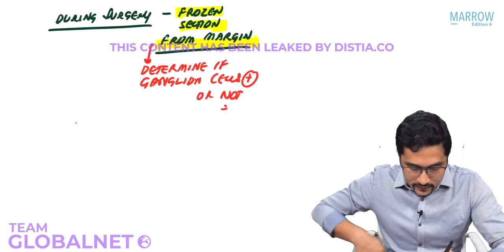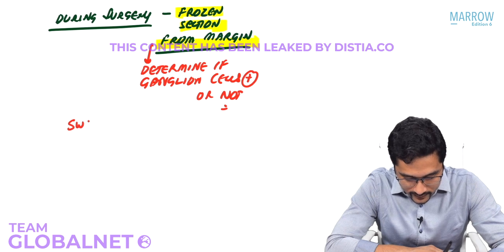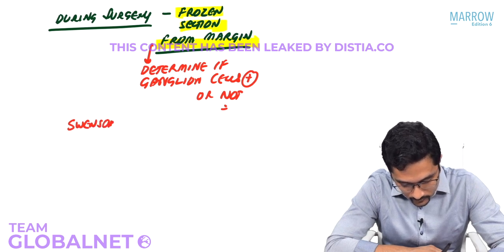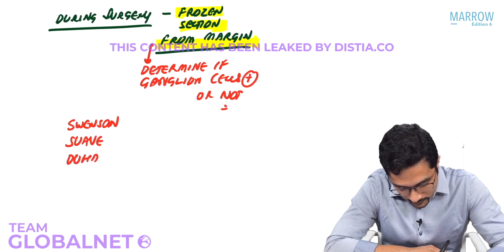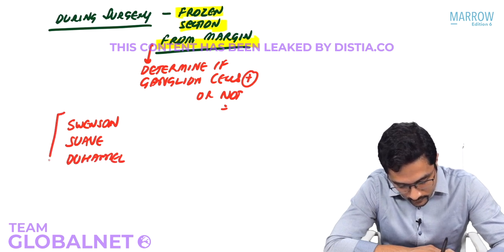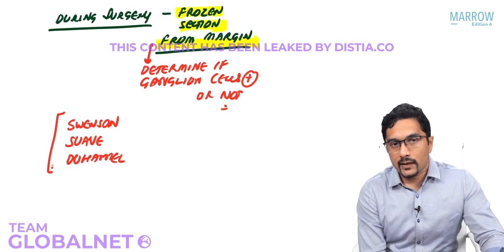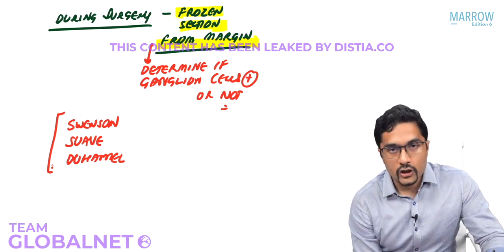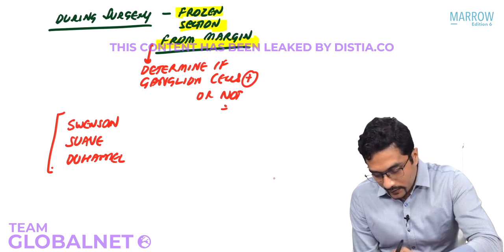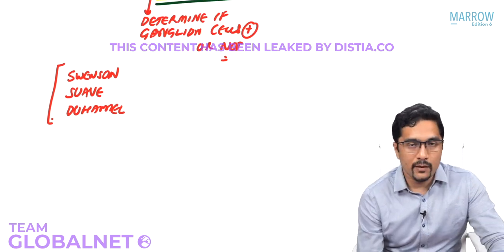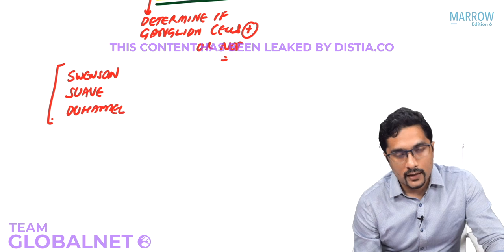There are three names which you can remember. You have Swenson, you have Soave, and you have Duhamel procedure. Swenson, Soave and Duhamel procedures, you can just remember the names. These are the surgeries which are done for Hirschsprung's disease. This was the first condition of adynamic bowel obstruction which we have discussed.